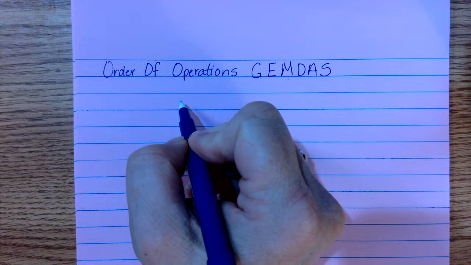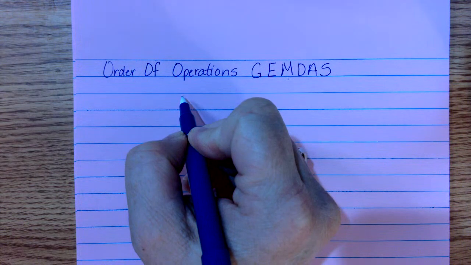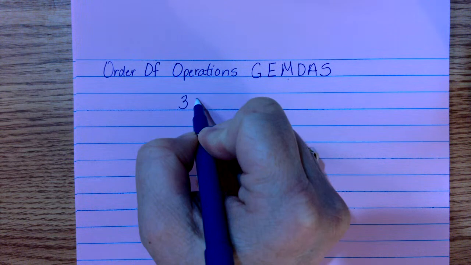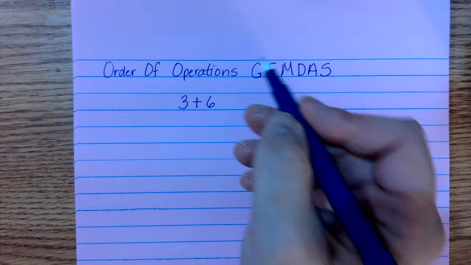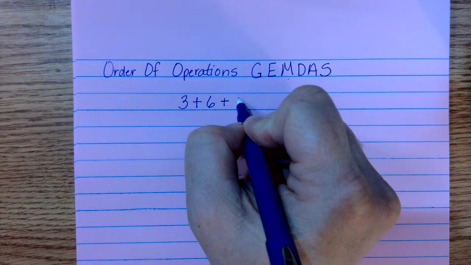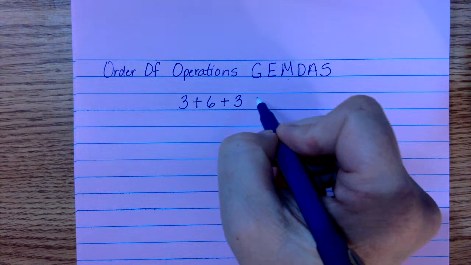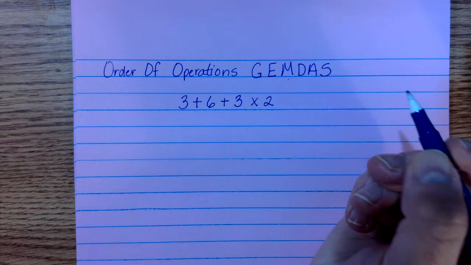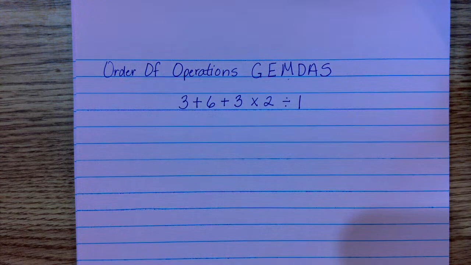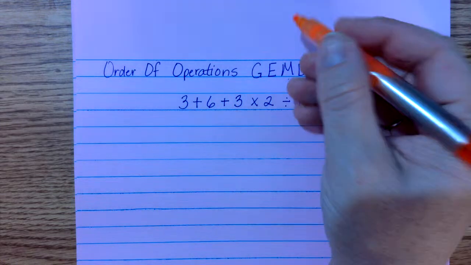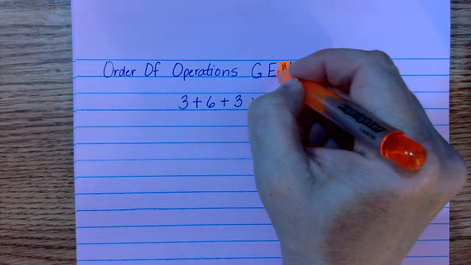So in something like this, let's do 3 plus 6 plus 3 times 2 divided by 1. If we start, we look first to see if we have any groupings. Because we don't have any groupings, we look to see if we have any exponents. We do not have any exponents, so our first step is going to be to do multiplication from left to right.